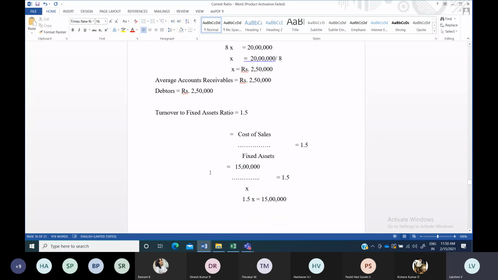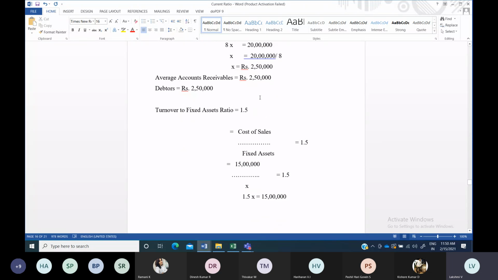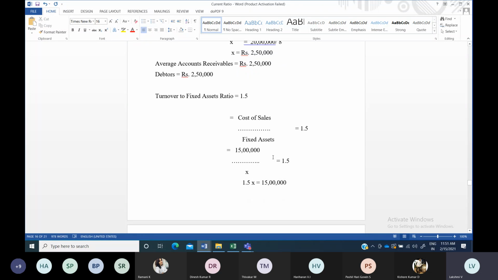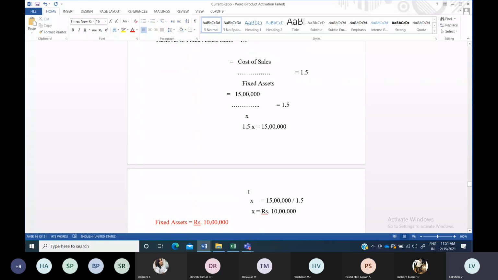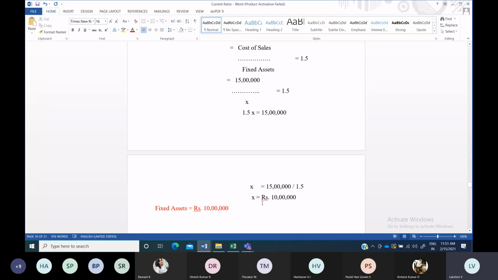We moved further. The turnover to fixed assets ratio has been given in the question. Here they are referring to turnover as cost of sales, so it is cost of sales divided by fixed assets. I don't know the fixed assets, but I know the cost of sales. So I substituted the cost of sales amount and found out the fixed assets amount, that is X. Just as in maths, whenever you don't know something you use X, the same thing we are doing here. So here I have found out 10 lakhs as fixed assets.